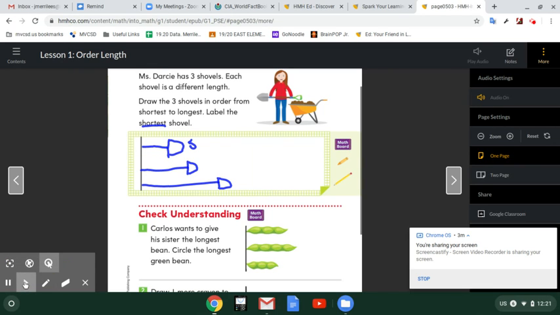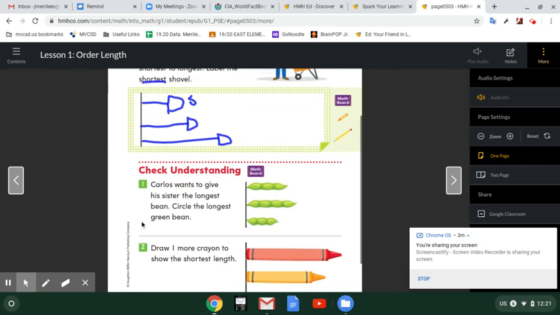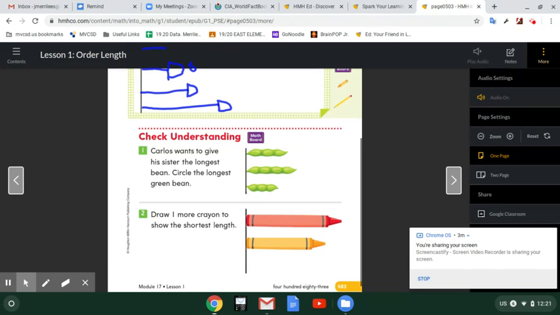Moving down to the bottom, and I hope that you are remembering to pause the video as you need to and catch up to me. Carlos wants to give his sister the longest bean. Circle the longest bean. So if I look at these beans, fortunately they've lined them all up for me. The longest bean would be right here.